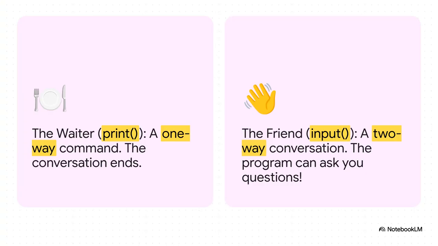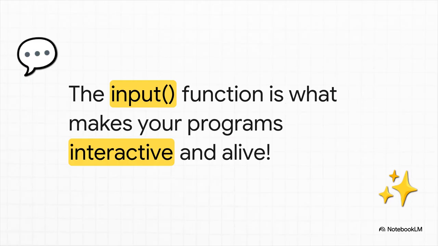So the key difference here is moving from a monologue to a dialogue. The print function, that's our waiter, it just delivers a message and walks away. But the real magic happens with the input function. That's our friend. It completely turns the conversation around and allows the program to stop and ask us a question. And really, that's what it all comes down to. This one simple function, input, is what breathes life into our code. It's the tool that makes our programs feel responsive and alive.